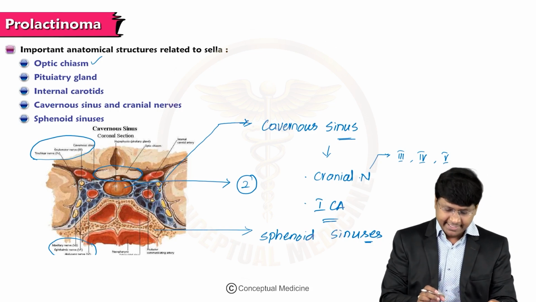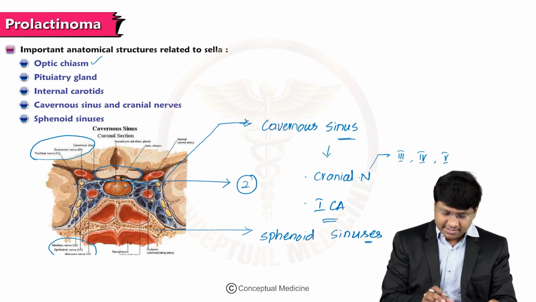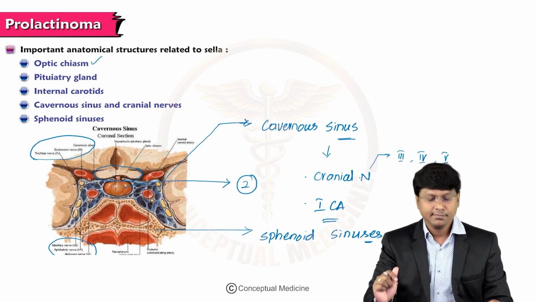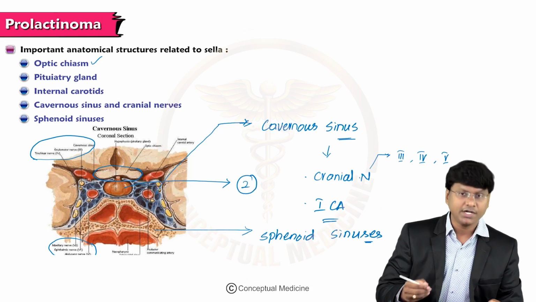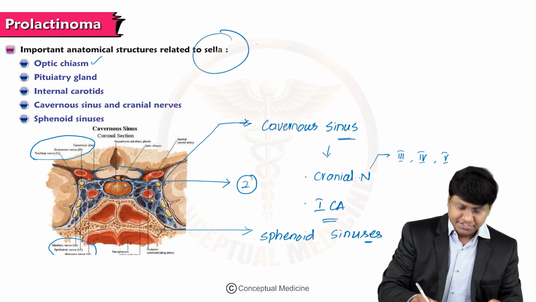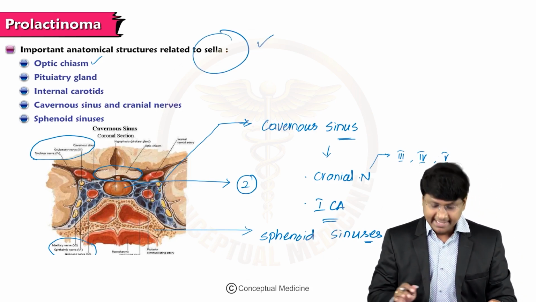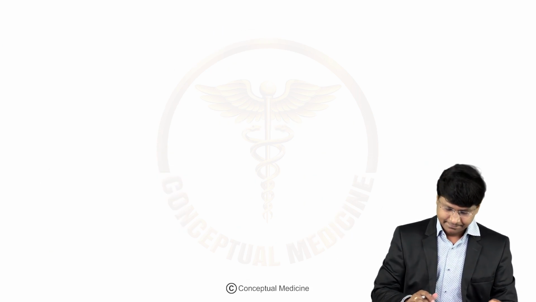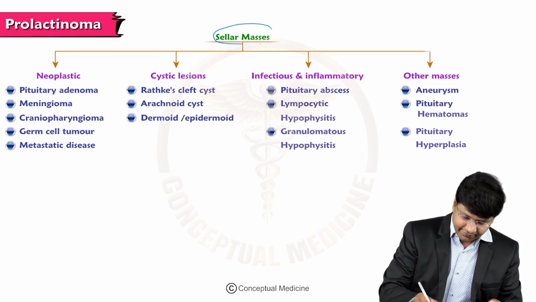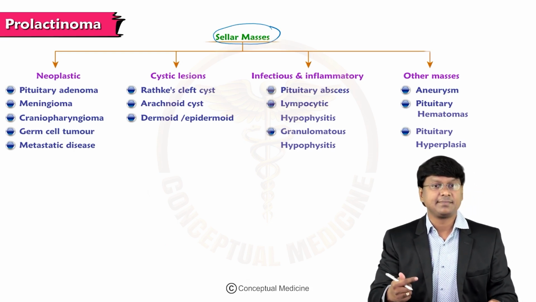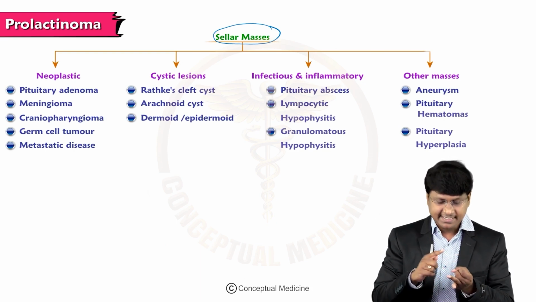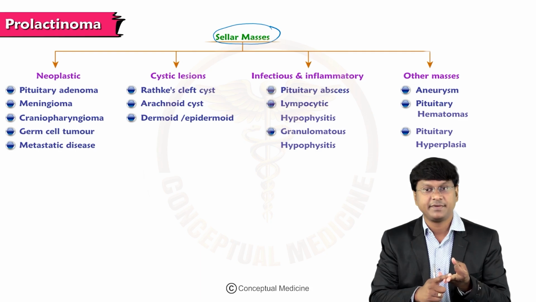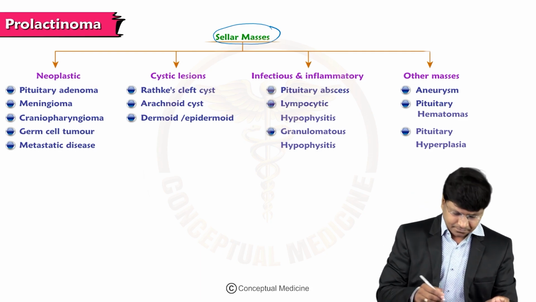And whenever the pituitary gland is increasing in size, it can cause compression on all these structures, resulting in clinical manifestations. Now, you should know all the various masses which can originate from the sella, and they are called sellar masses. They are the following. These sellar masses can be neoplastic, cystic, infectious and inflammatory, and some other masses.